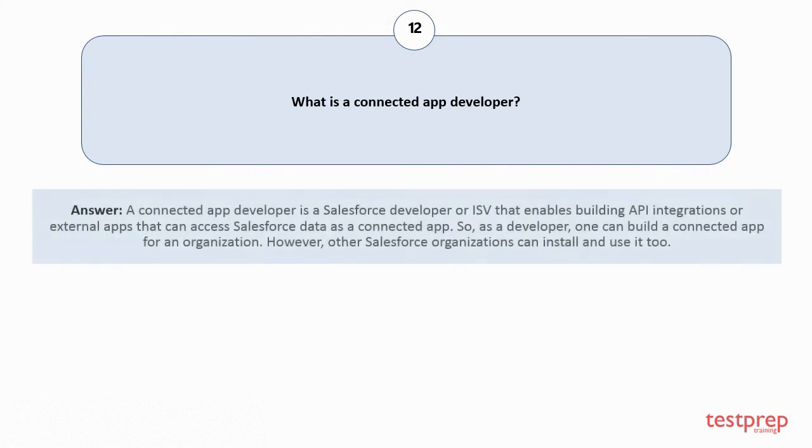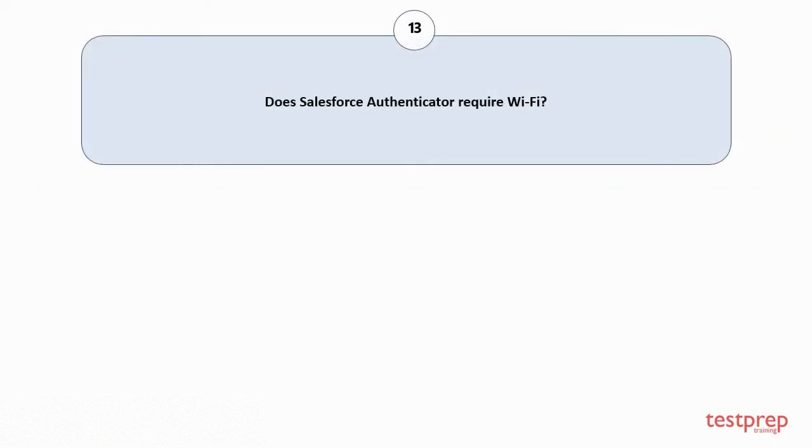Your answer is: a connected app developer is a Salesforce developer or ISV that enables building API integrations or external apps that can access Salesforce data as a connected app. So, as a developer, one can build a connected app for an organization. However, other Salesforce organizations can install and use it too. Number 13, does Salesforce Authenticator require Wi-Fi?